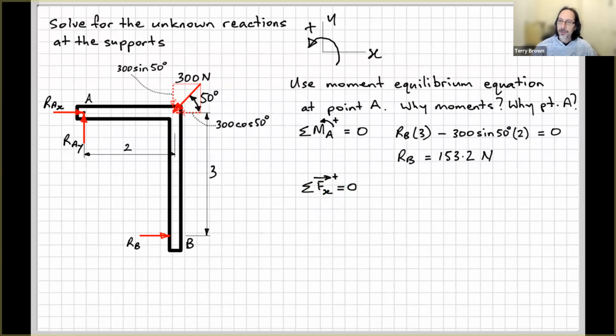We can work our way through our forces. So we have RAX over here in the positive direction, RB in the positive direction, minus our horizontal component of the 300 Newton force here. So 300 cos 50 in the negative direction.